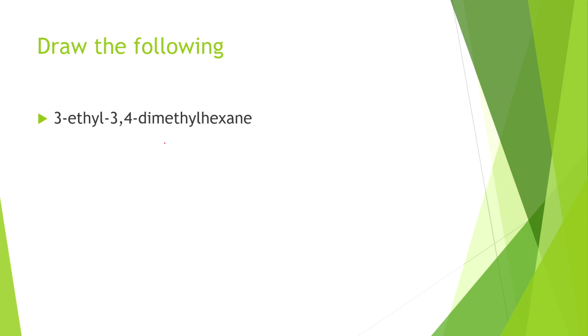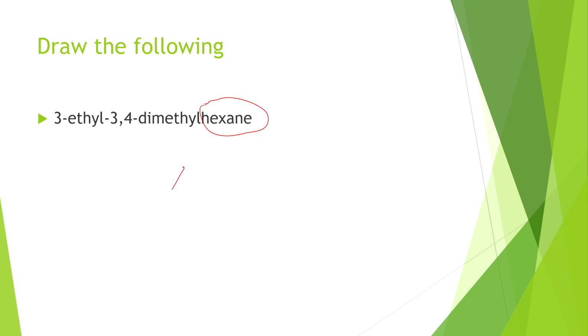So let's go. Draw the following: 3-ethyl-3,4-dimethylhexane. We're only going to be focusing on the line structure today, but of course you could also draw the other 2 structures. But I want to emphasize the line structure because it is the most important one. So when you see one of these complex molecules, how do you approach it? Well, for me, I like to approach it from the base. So we know the base is hexane. So let's draw hexane first.